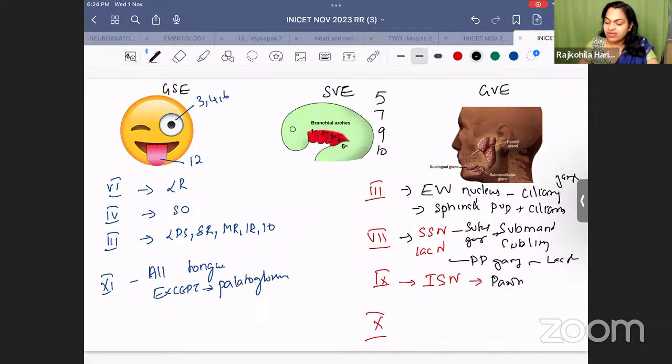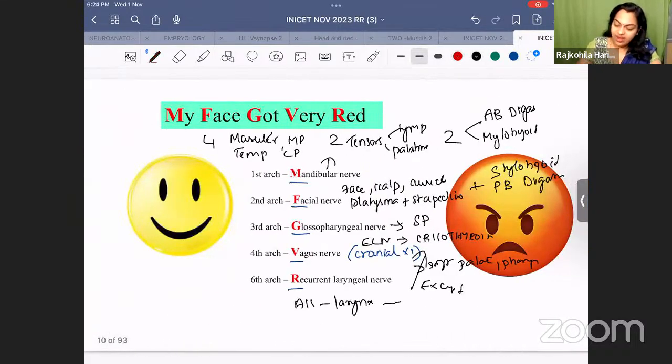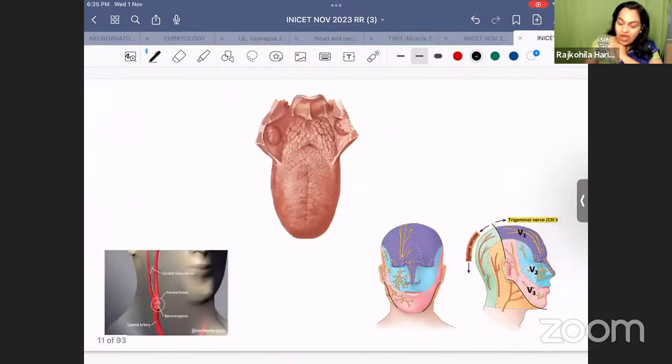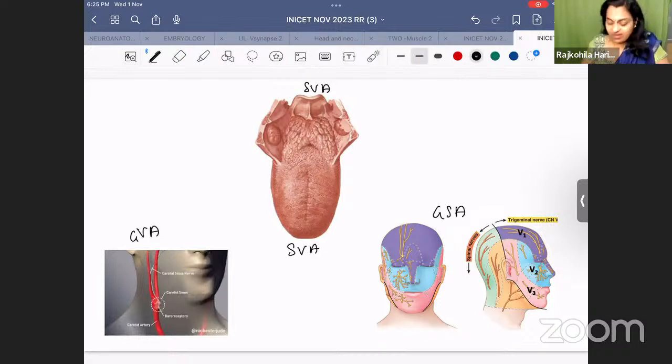Okay. Coming to the 10th nerve, yeah, parasympathetic, the dorsal nucleus of vagus. Right. Now, what is nucleus ambiguus? I didn't tell you, right? So, this special visceral efferent column, the 9, 10, 11 cranial nerves, they all arise from the nucleus ambiguus. Okay. Now, easy. Coming to the afferent columns, general visceral afferent, right? General visceral afferent, special visceral afferent, general somatic afferent.